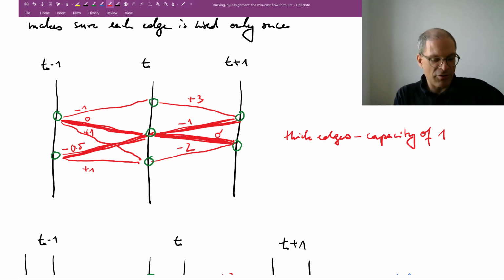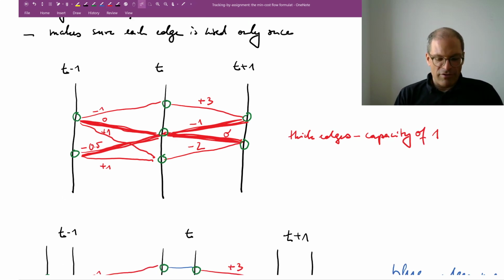But as you see, it was still here possible for 2 tracks to use the same detection, right? Because it's, 2 coming in, 2 coming out. I've respected my capacity constraints, but it violates the assumption that I can make, if I want to, that each detection should represent just a single object.